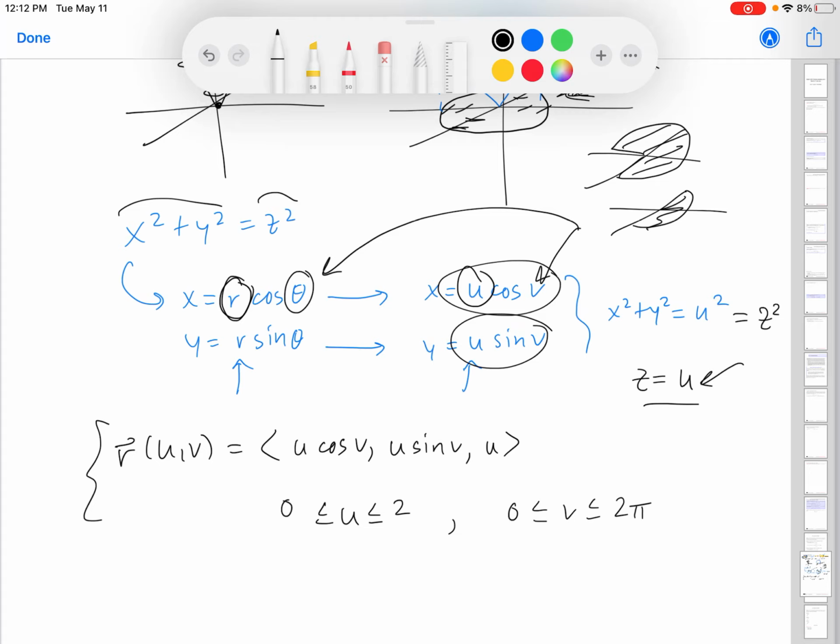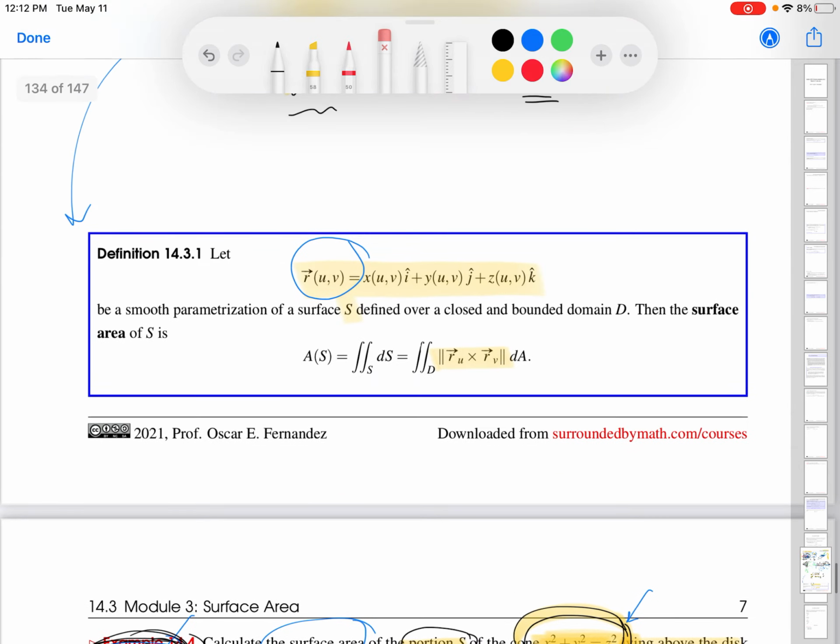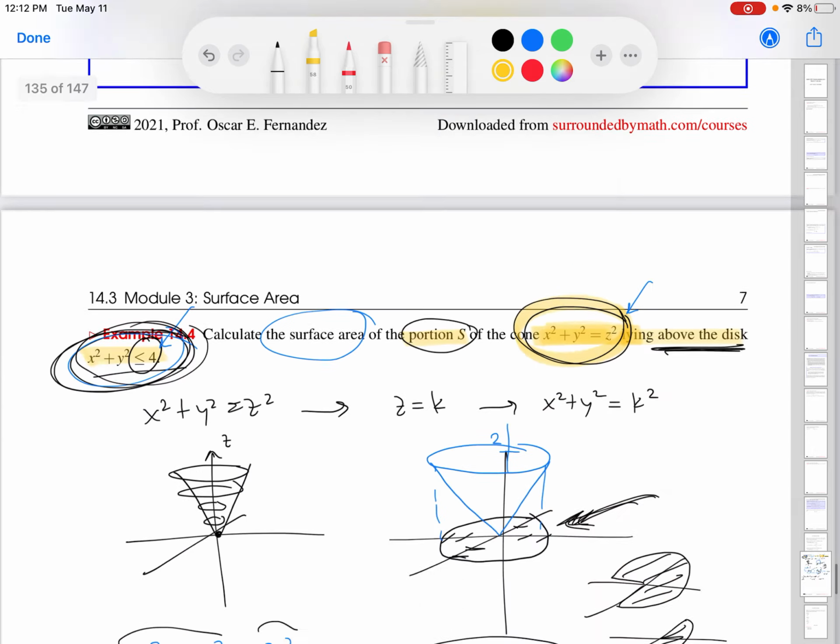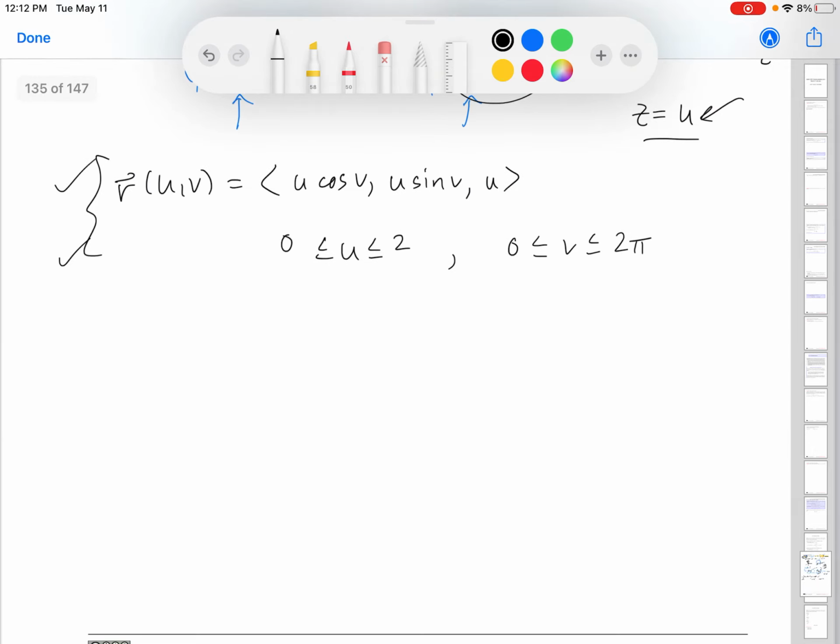So this now completely specifies the parameterization. I have the actual parameterization, and I have the bounds for the parameters involved. So now the rest of it is just effectively going back to this definition and trying to calculate this right-hand side, and then certainly this double integral. Great. So I'm going to do that in a variety of steps. The first thing I need is r_u and then r_v, and then I need to calculate their cross product and then the norm of that. So it's kind of a few steps to do.